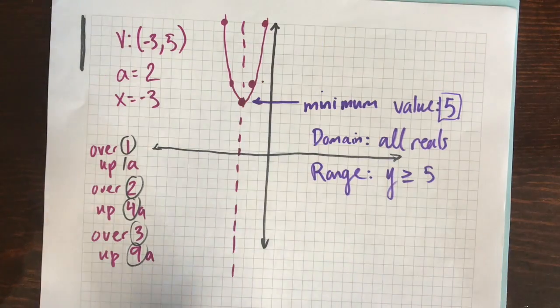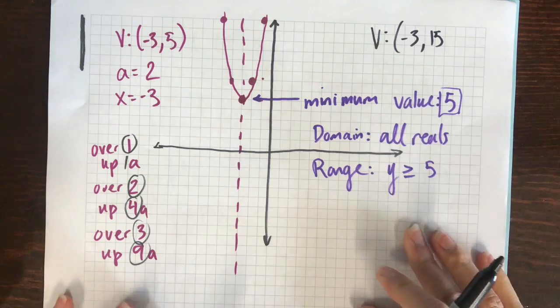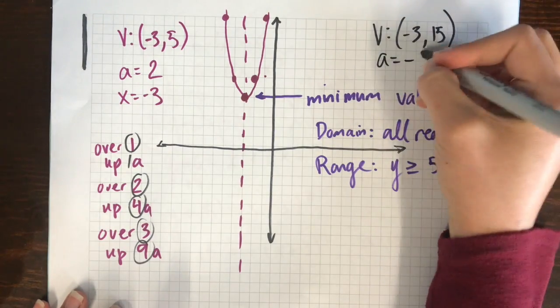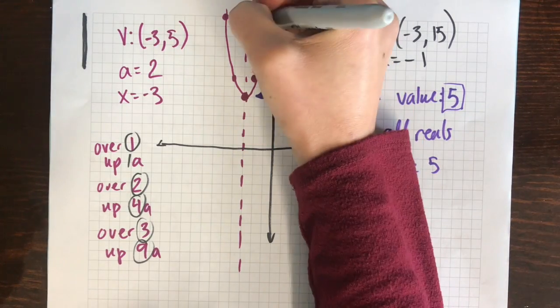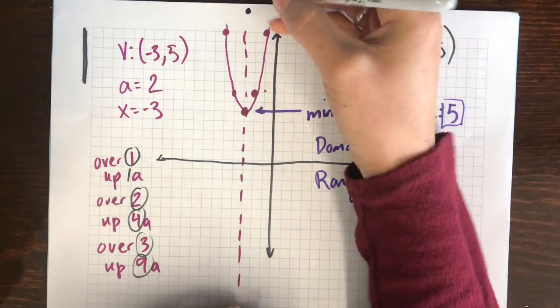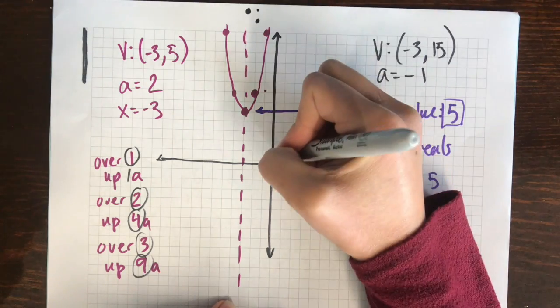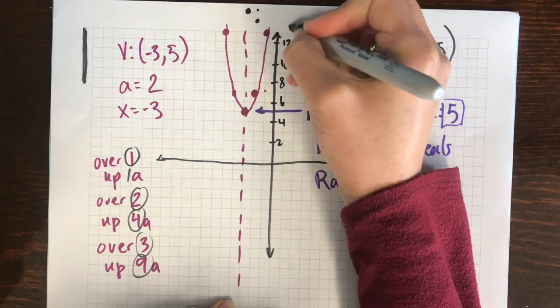So I'm actually going to use this same picture, and I'm going to just plot my new vertex, which is negative 3, 15. So it's the same x coordinate, but it's going to be farther up. And then I'm going to have an a value of negative 1, so it's going to be facing down. So I'm plotting this. I'm counting up all the way to 15, which is up there, so now you can see it. And I'm going to go over 1, and then down by 1, because this is just a standard a, right? It's a equals 1, so it's down by a, which is down by 1.